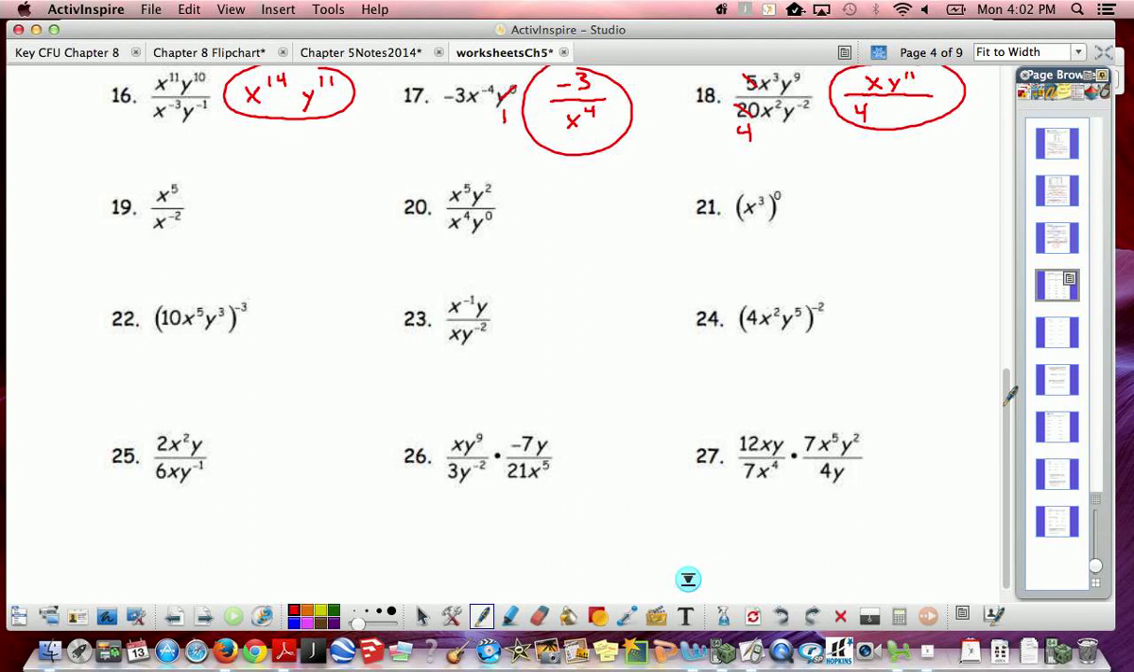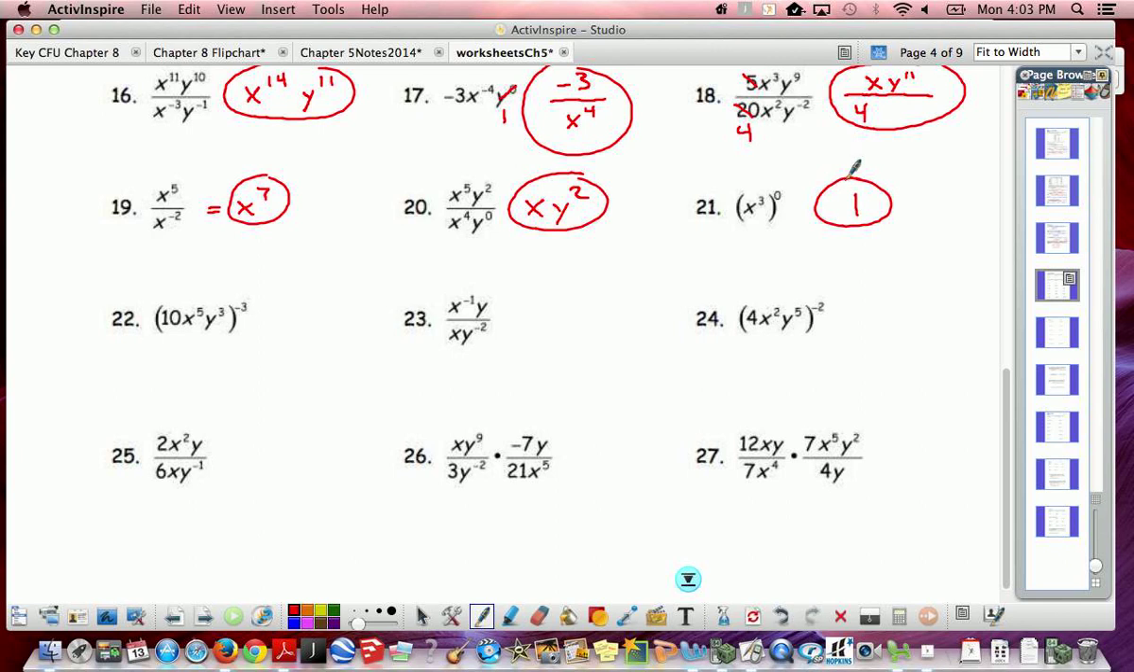Number 19, x to the 5th divided by x to the negative 2, subtract the exponents. 5 minus a negative 2 makes x to the 7th. On this one here, I'm going to do some reducing. 5 minus 4 makes x to the first, or just x. 2 minus 0 is still 2, so y squared. So it's x, y squared. Anything to the 0 power by definition is 1.